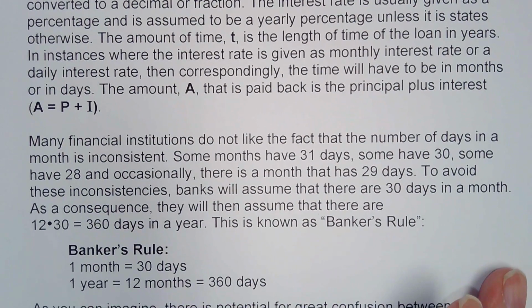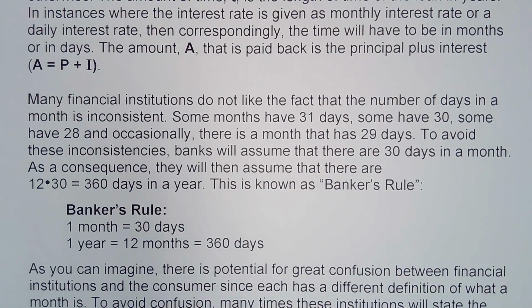Now, many financial institutions do not like the fact that the number of days in the month is inconsistent. Some months have 31 days, some have 30, some have 28 days, and occasionally there's a month that has 29 days. To avoid these inconsistencies, banks will assume that there are 30 days in a month. As a consequence, they will assume that there are 12 times 30, or 360 days in a year, as opposed to 365, or in the case of a leap year, 366 days. This is known as banker's rule. So 1 month equals 30 days, 1 year equals 12 months equals 360 days.